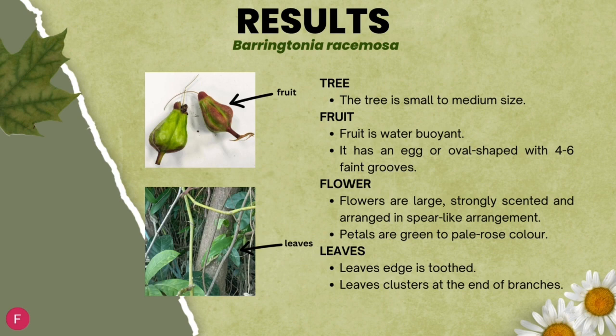Now we look at Barringtonia racemosa, starting with the tree. The tree is small to medium size. The fruit is water buoyant. It has an egg or oval shape with 4 to 6 fan growth. The flowers are large, strongly scented, and arranged in a spear-like arrangement. The petals are green to pale rose color. For the leaf, the edges are toothed, and the leaves cluster at the ends of the branches.